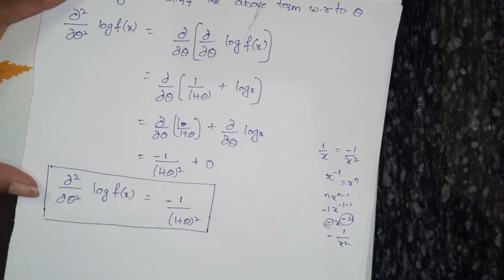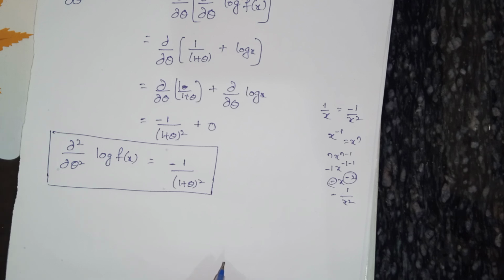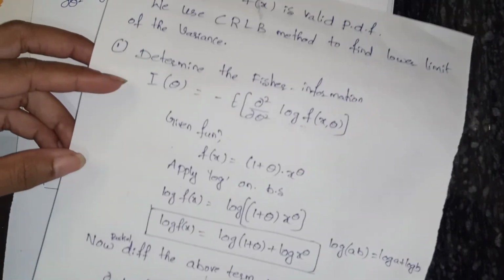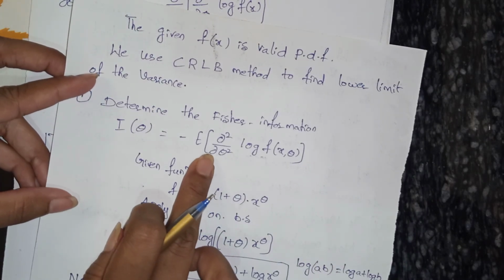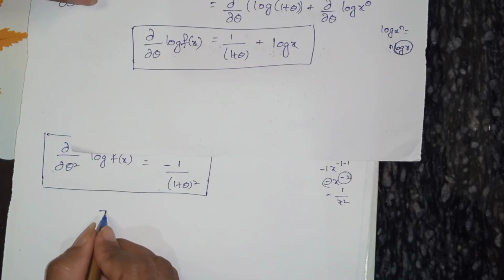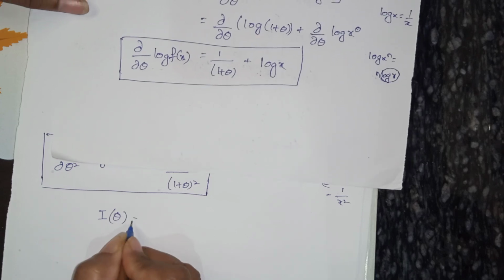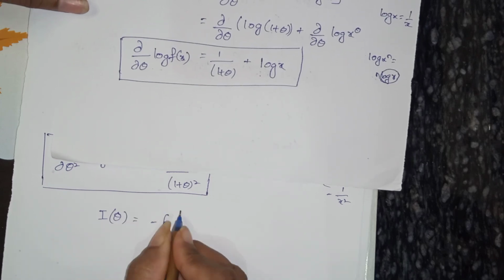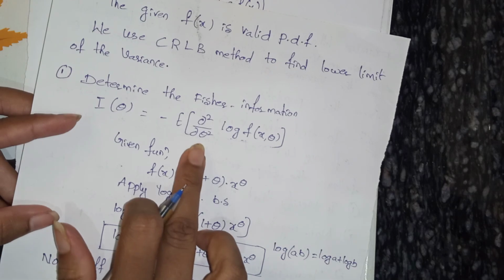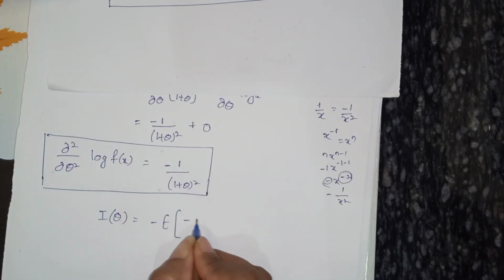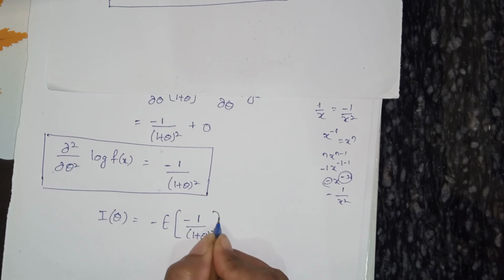Okay, second derivation. So now we have to apply the regular formula. Which formula we have to apply? This formula we have to apply. That is I of theta equals to minus expectation of dou square by dou theta square, in the sense this value: minus 1 by 1 plus theta whole square.